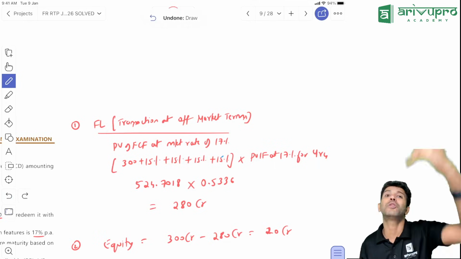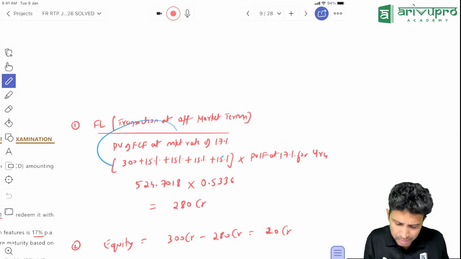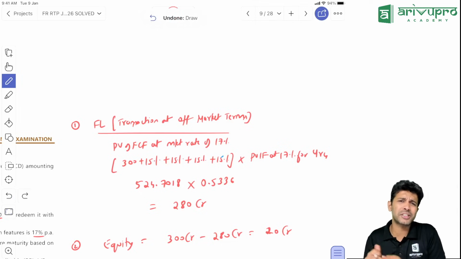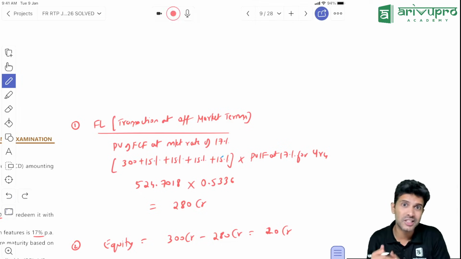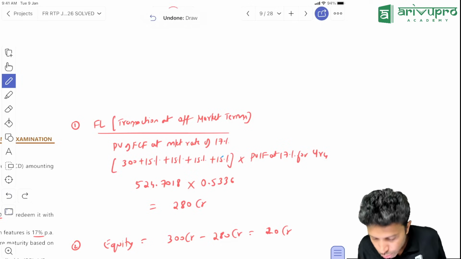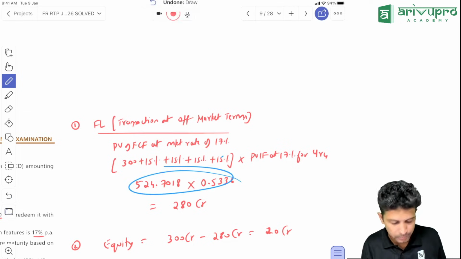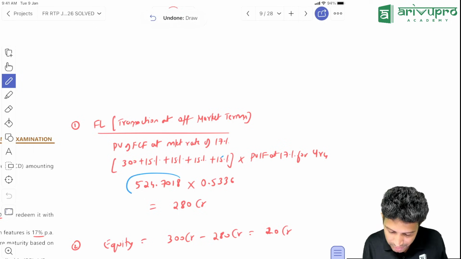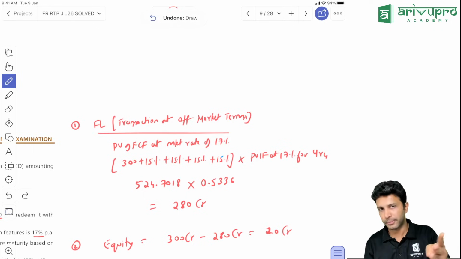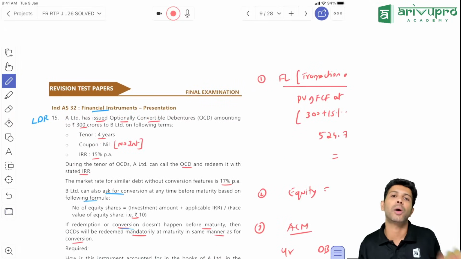Now, at the end of the 4th year, you'll make it. So for the financial liability, you'll measure it at the present value of future cash flows discounted at the market rate. The market rate is not 15, the market rate is 17. So use the 17% discount factor for the 4th year and get the present value of this. This is the payment expected to be made at the end of the 4th year. Once again, I'll tell you how. You'll have to make a payment through one formula. What formula?